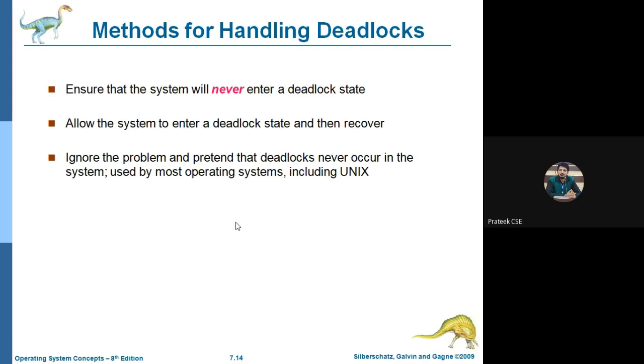Second method for handling the deadlock is allow the system to enter a deadlock state and after then we can recover the things. तो एक बार हम सिस्टम को डेडलॉक में जाने दें और उसके बाद कुछ डेडलॉक रिकवरी स्कीम से उस डेडलॉक को रिकवर करें. लास्ट एंड द मोस्ट इंपॉर्टेंट थिंग इज इग्नोर द प्रॉब्लम. डेडलॉक हो रहा है, होने दो, एंड ऐसे प्रिटेंड करो कि डेडलॉक कभी हुआ ही नहीं था. And this is one of the most common method which is used by most of the operating system. Even Windows operating system uses the concept of deadlock ignorance.